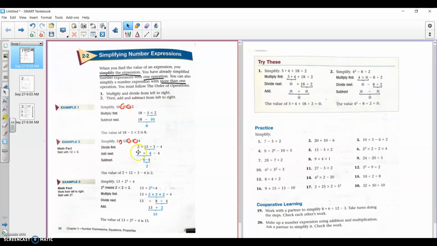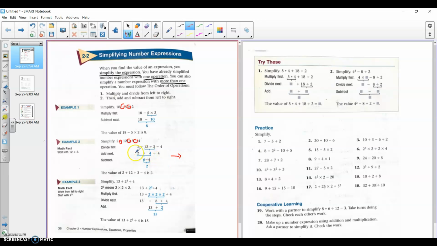So then I bring down my 2 and my plus. This is what you're going to want to do when you write these problems out today. And then I bring down my subtraction and my other 4. Then I go left to right still. Okay? Again, let me emphasize, still working left to right.